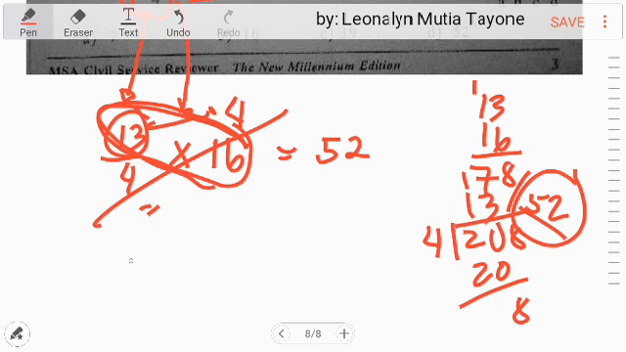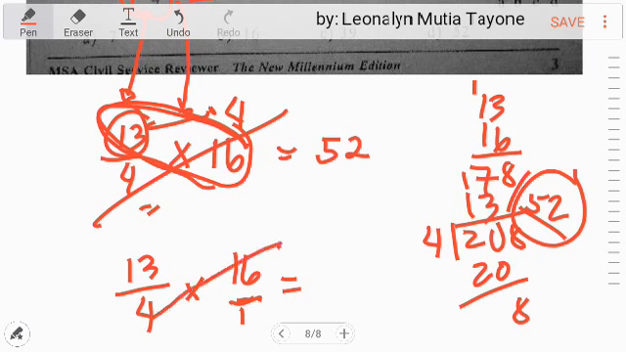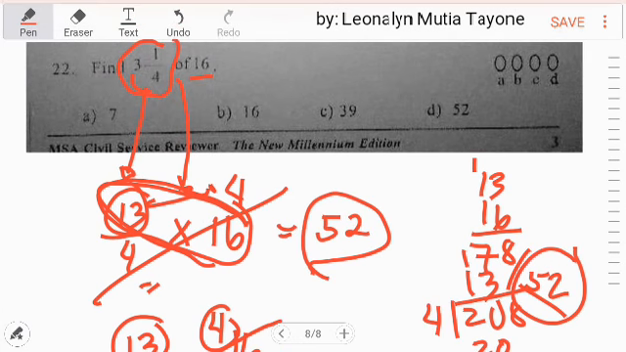So, para mas mabilis, itong 13/4 mo na minomultiply mo ng 16, whole number ito, nasa numerator siya. Kasi yung whole number, mayroon yung denominator na 1. Bali, i-cross out mo lang yan siya, bago ka mag-multiply dito sa 13. So, 16 divided by 4 equals 4. So, 4 times 13 equals 52. So, ang sagot dito ay letter D, 52.